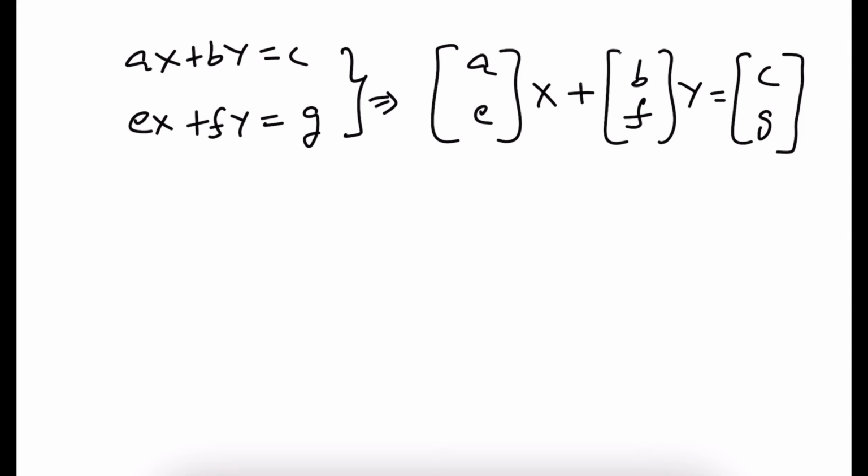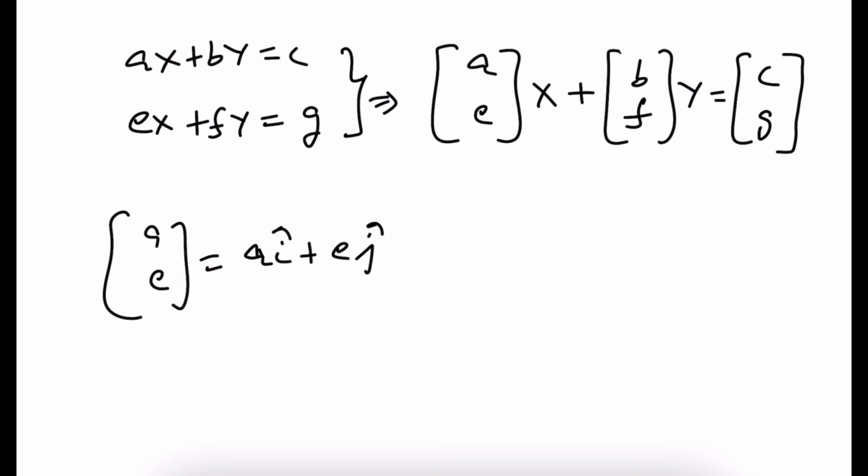So now remember, this AE is a vector. This AE is basically the same as, we are going to reinterpret this now, AI plus EJ. Similarly, BF is BI plus FJ.